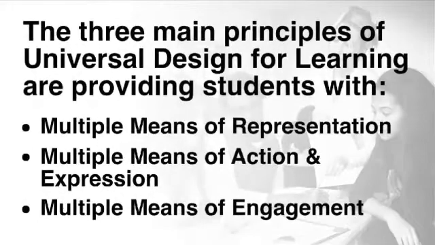The three main principles of universal design for learning are providing students with multiple means of representation, multiple means of action and expression, and multiple means of engagement. Applying these principles allows teachers to engage all of the learning centers of the brain, thereby maximizing their opportunity for comprehension, retention, evaluation, and application of knowledge gained.